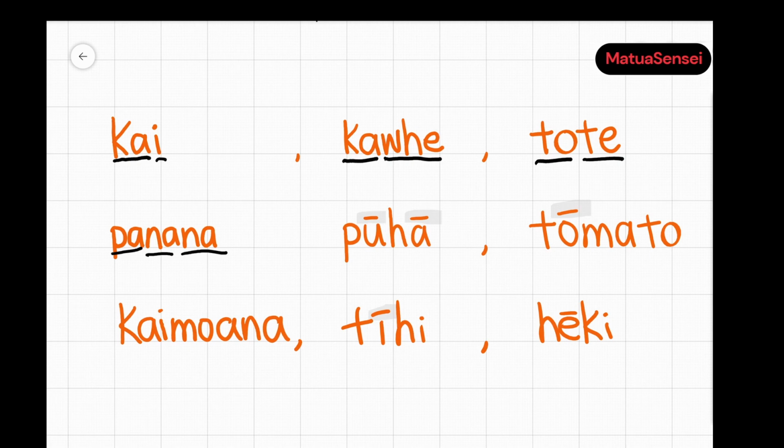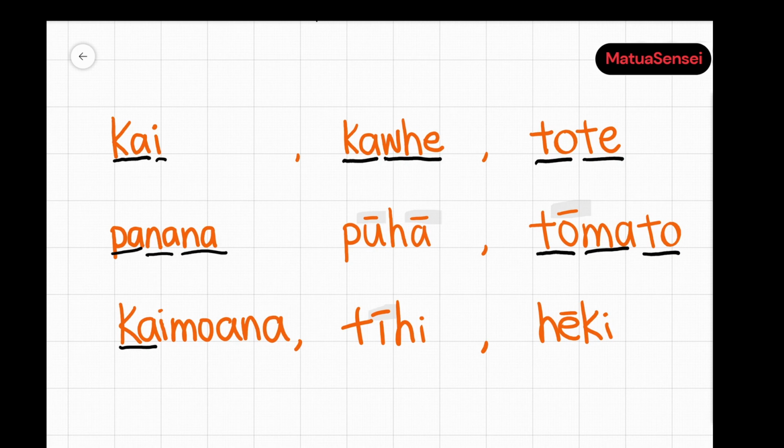Next up we have macrons. So the first U and the A sounds have macrons on them, so you want to elongate those vowel sounds. So they become pū and hā. Say it together, pūhā. Next we have another macron, so you want to elongate the O sound. To, ma, to, tōmato.